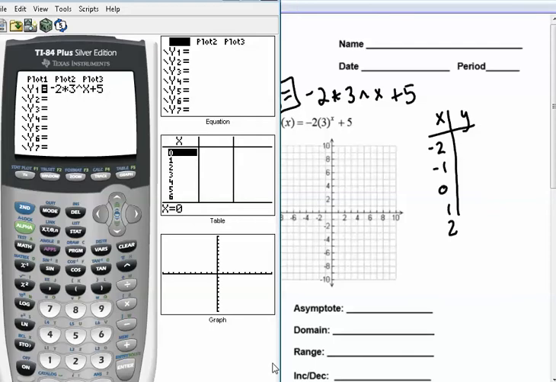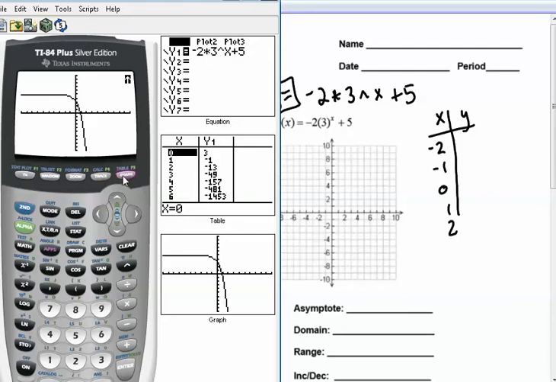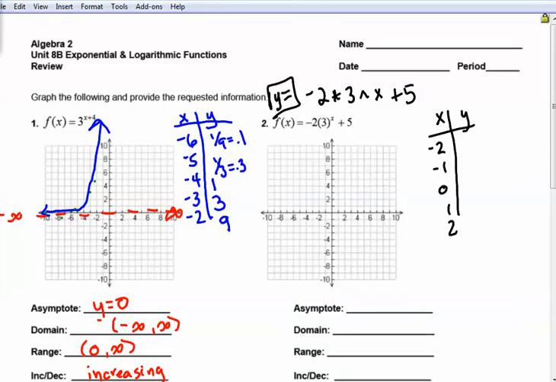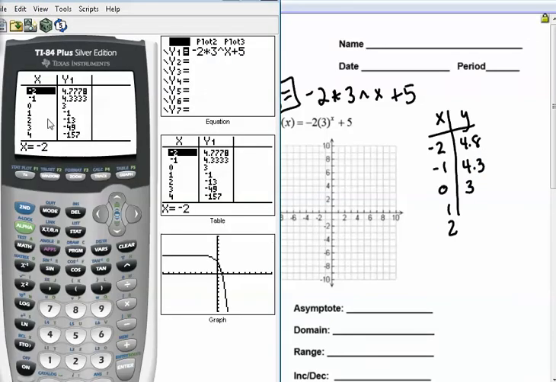Okay, so you have that in your calculator. You can press graph to take a look at what the graph is going to look like. And then for the table of values, press second graph, and you can see the table of values. And we said we wanted to start at -2. So you have 4.8, 4.3, and 3. Okay, and then these were -1 and -13.